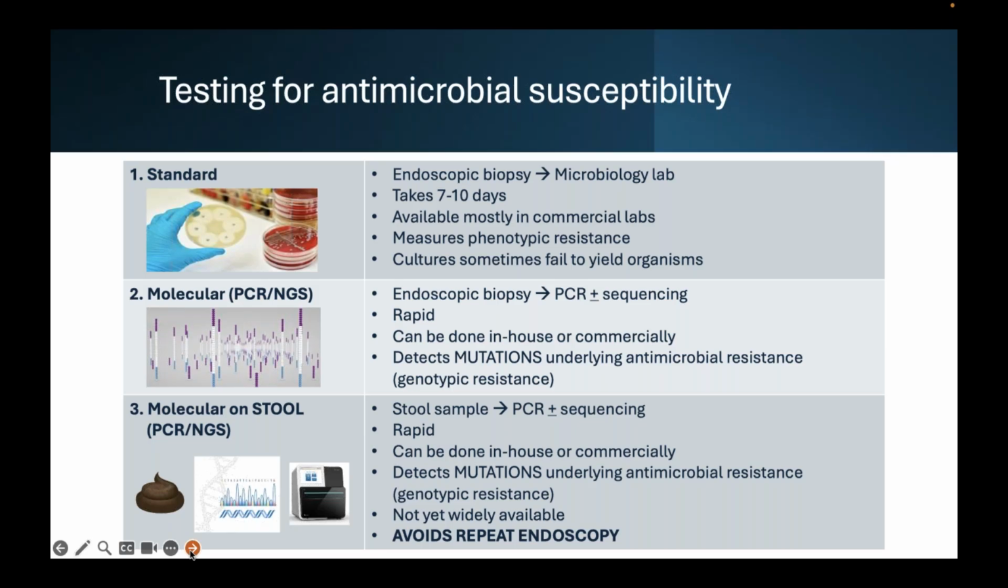And then the third method on the bottom, as I mentioned before, is that it's now possible to do this next generation sequencing on stools. Similar to the gastric biopsies, you get a fingerprint of the mutations underlying antimicrobial resistance. It's not yet widely available. There's only one company offering it. The great advantage of this, of course, is that it avoids endoscopy or repeat endoscopy, particularly in those patients who fail treatment and you're trying to figure out which treatment to offer them based on antibiotic resistance profiles. Next slide.